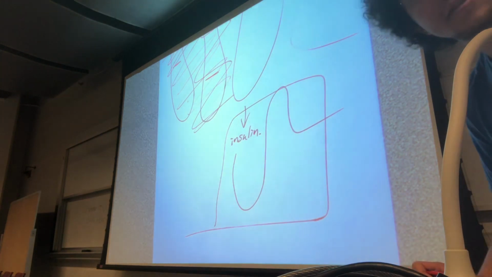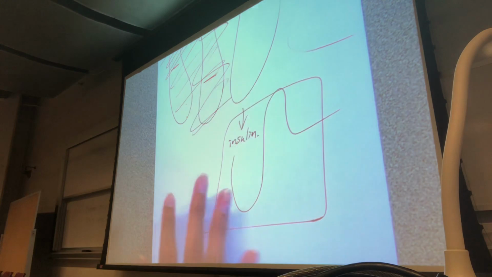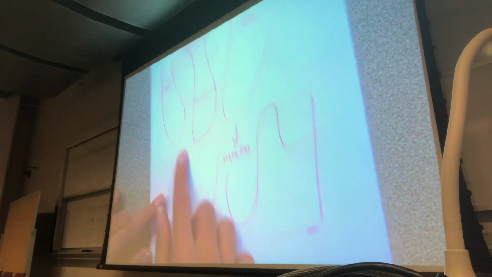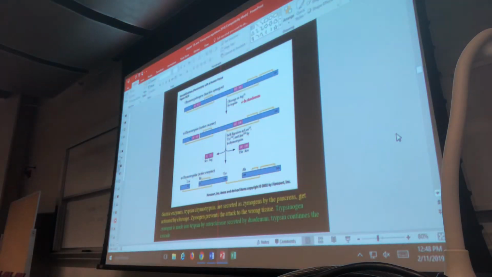And of this, we have 3 examples of zymogen activation. One is this insulin mechanism, where you cleave off this stuff from proinsulin and you end up with active insulin. Let's look at 2 other examples of zymogen activation.